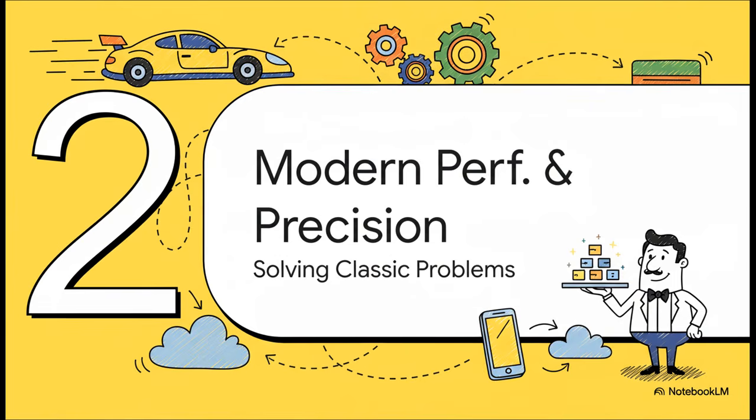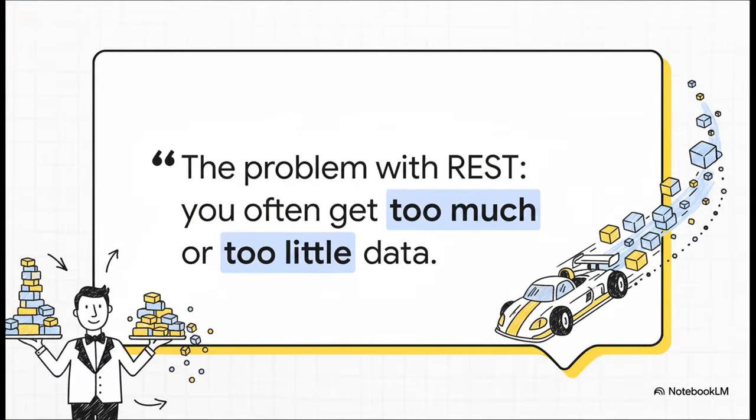They were designed specifically to solve the classic problems, focusing on modern performance and really on precision. One of the biggest problems with a traditional REST API is what's called overfetching or underfetching. Basically, you either get way too much data back or not enough. And that is a huge problem, especially for apps on your phone running on slower networks.